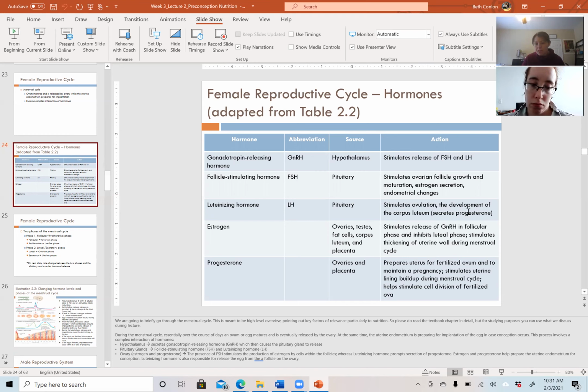I have the question. I just got another question. Why do some women have pain during the menstrual cycle? There could be multiple reasons for that.